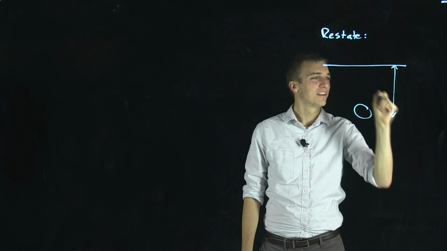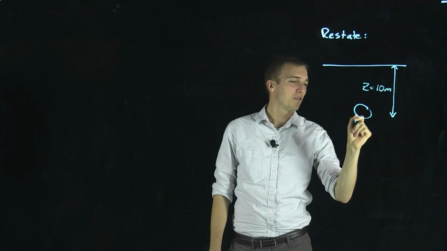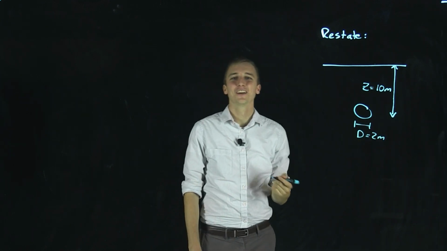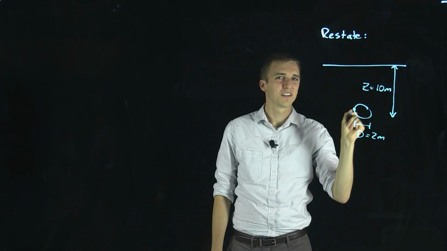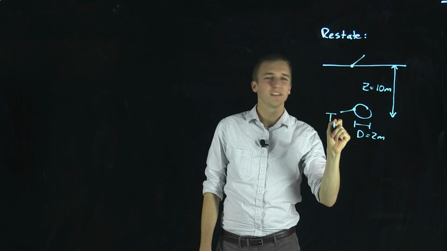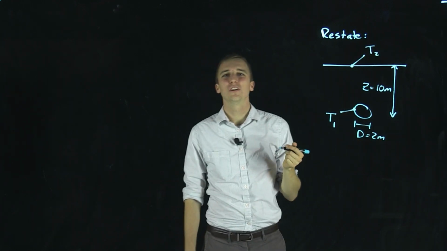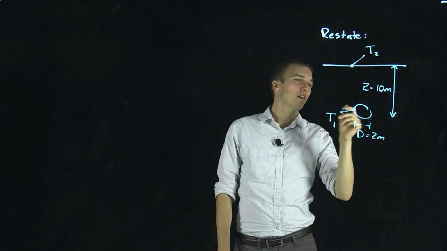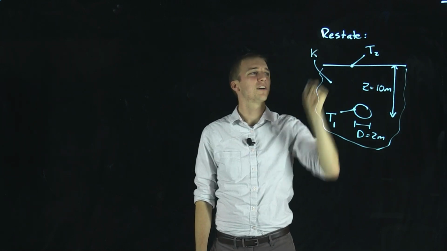It is buried 10 meters underground. We will call that Z. And we know that the sphere is 2 meters in diameter. That's quite a bit of nuclear waste. We also know two temperatures. We have T1, the temperature on the outside of the sphere, and we have T2, which is the temperature of the surface.